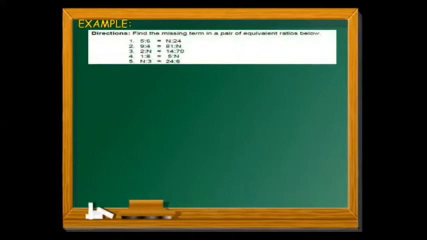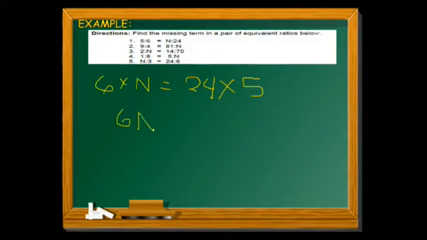Okay. So let's answer number 1. 5:6 is equal to n is to 24. So let's multiply the extremes. So number 1, we have 6 times n is equal to 24 times 5. Ayan. So multiply natin. 6 times n is equal to 6n. And then 24 times 5 is equal to, 5 times 4 is 20.